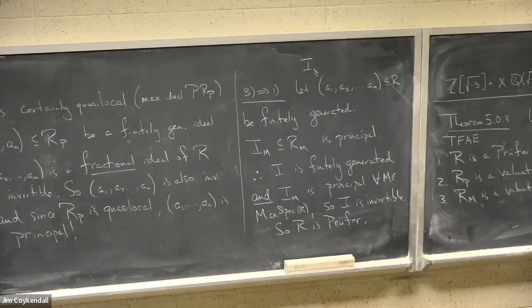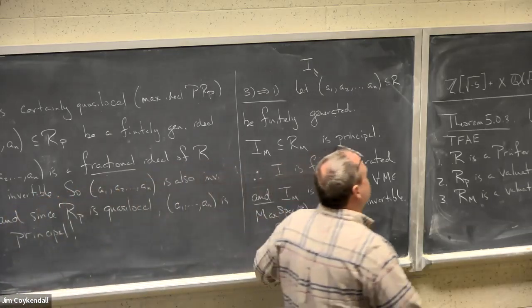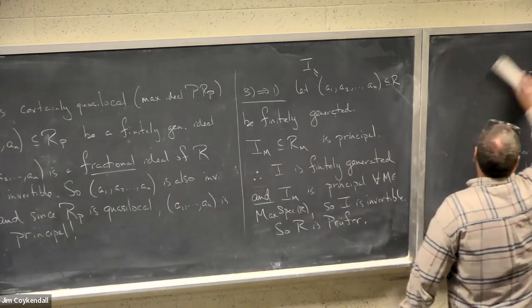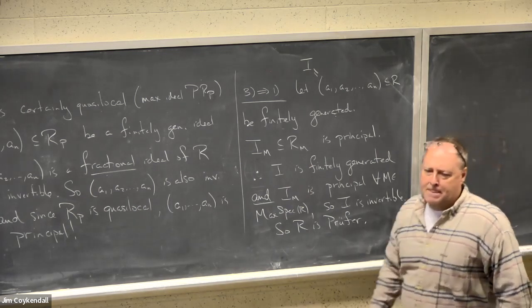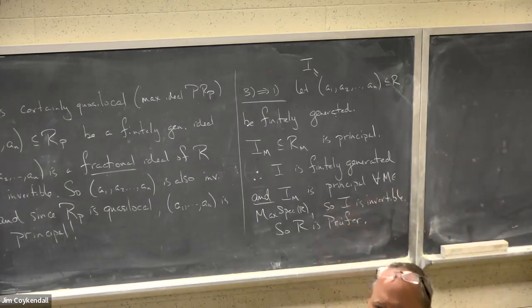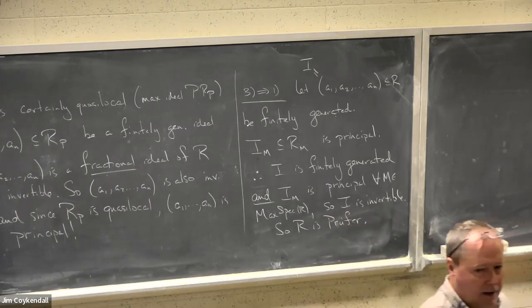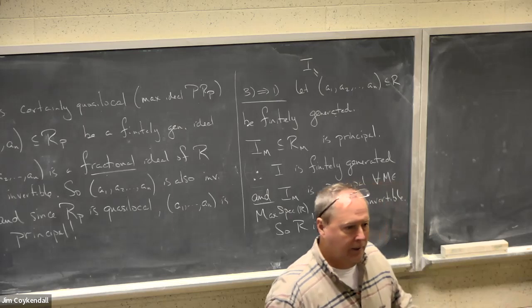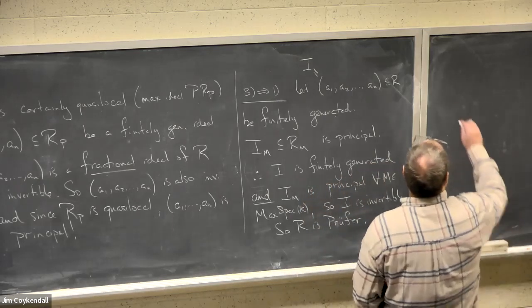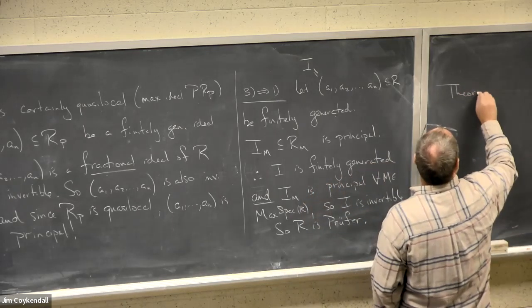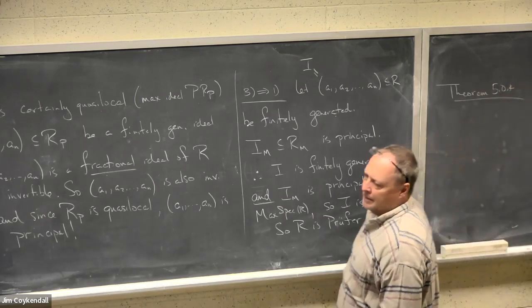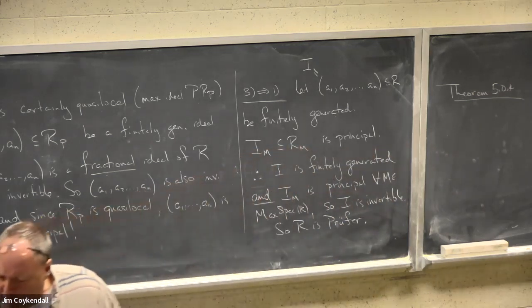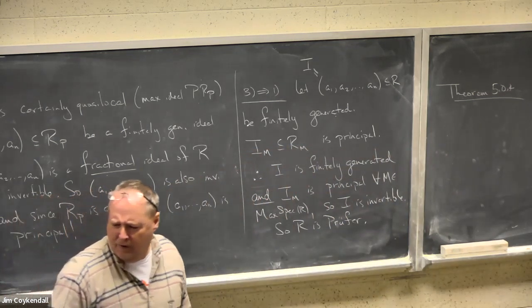Let me up the voltage on this a little bit. So we know that if R is Prüfer, then R localized at any prime ideal is a valuation domain. Right? Here's something that's sort of a converse. Let's suppose, on the other hand, that R is a Prüfer domain with quotient field K.